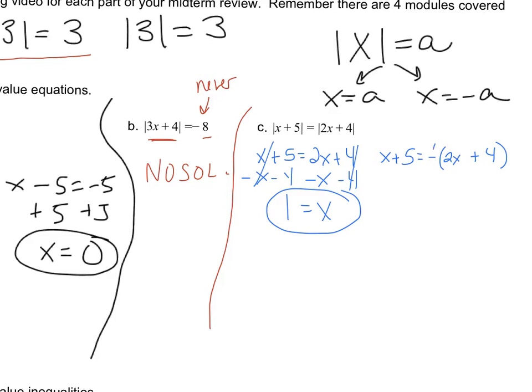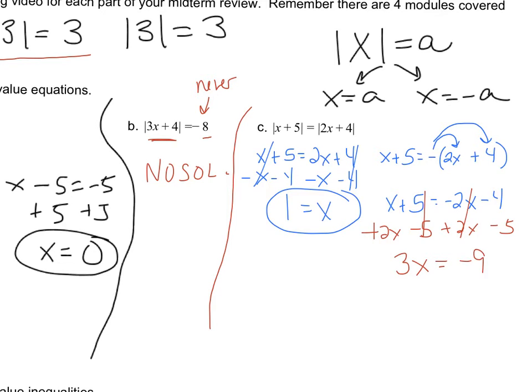Now over here, I would have to distribute this negative sign. So this would give me x plus 5 equals negative 2x minus 4. So if I solve this, I would add 2x, seems easiest, and I would subtract 5. So these go away and these go away. So this will leave me 3x equals negative 9. And I'll divide by 3, so x is negative 3. So again, absolute value equations always become two equations.